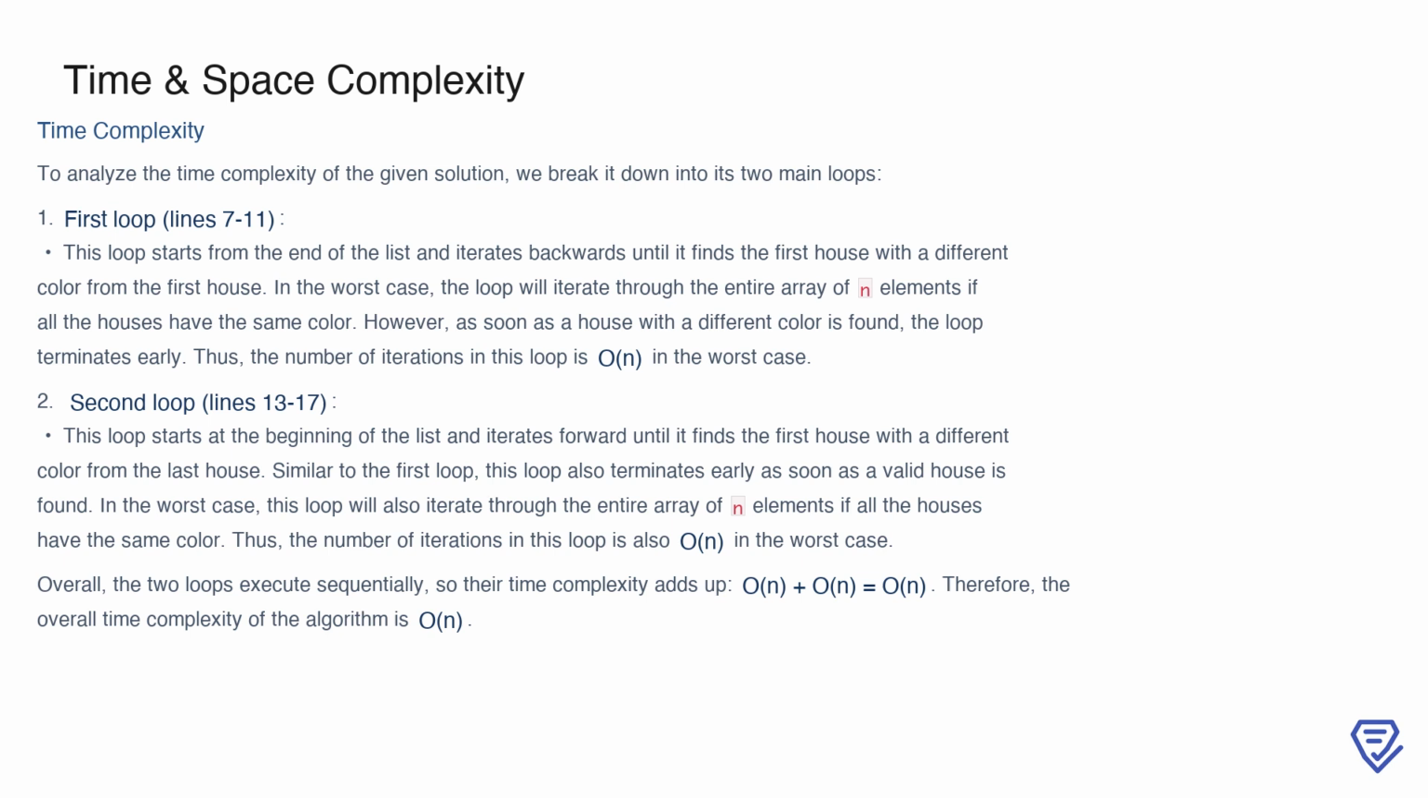Similarly, the second loop starts at the beginning of the array and moves forward until it finds a house with a color different from the last house. Like the first loop, it also stops as soon as a valid house is found, but in the worst case, it might need to iterate through the entire array. Each loop, therefore, has a time complexity of O(n). Since these loops run sequentially, the total time complexity of the solution is O(n) plus O(n), which simplifies to O(n).